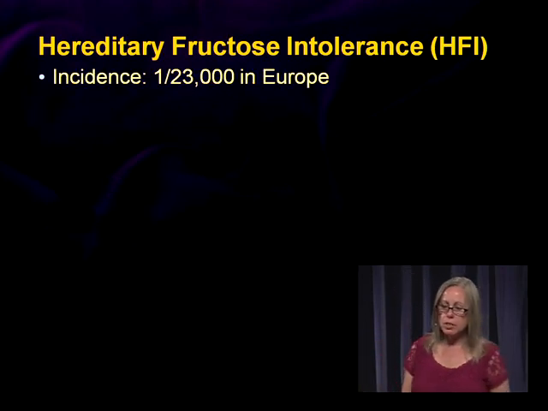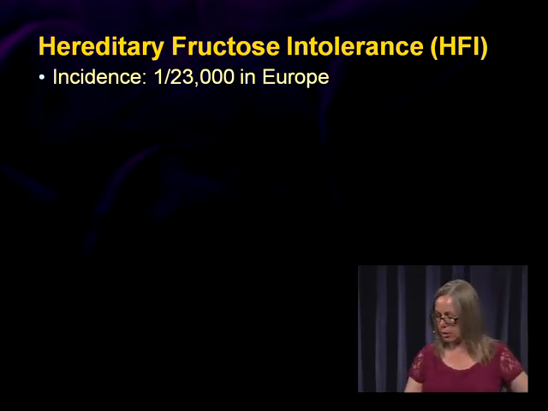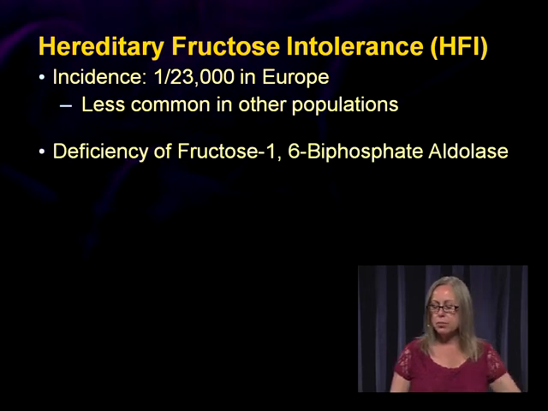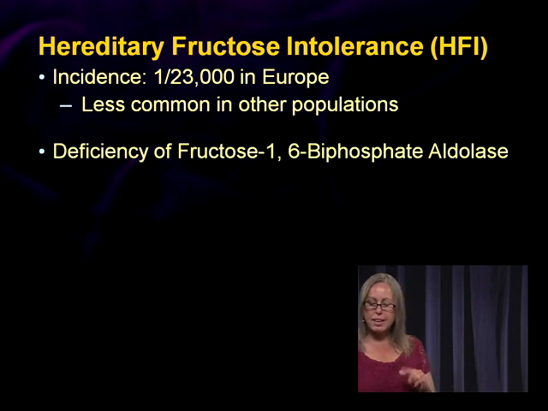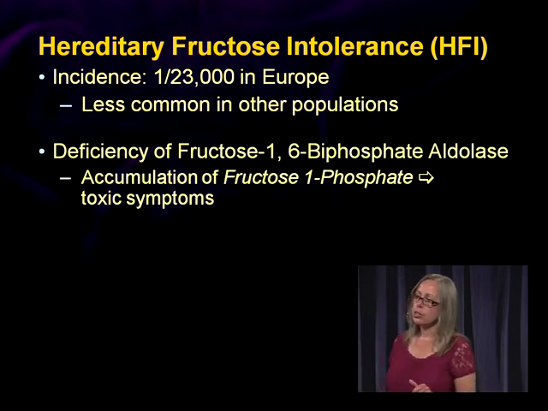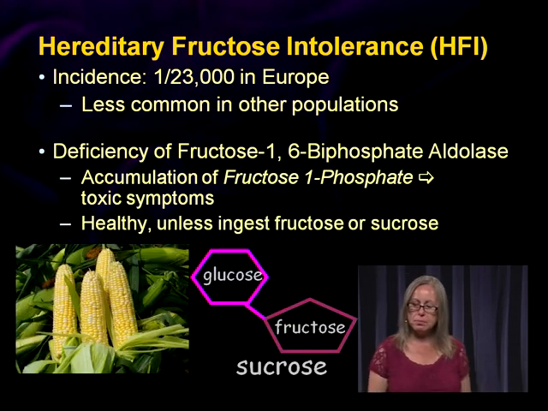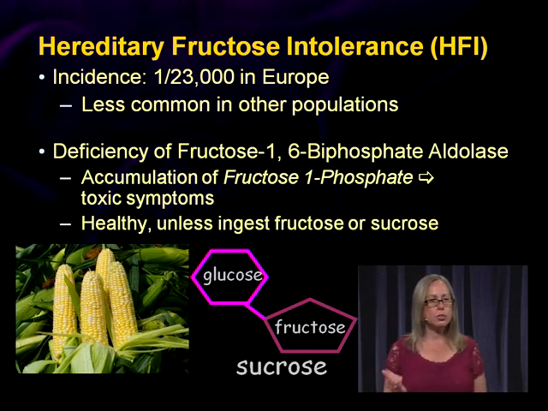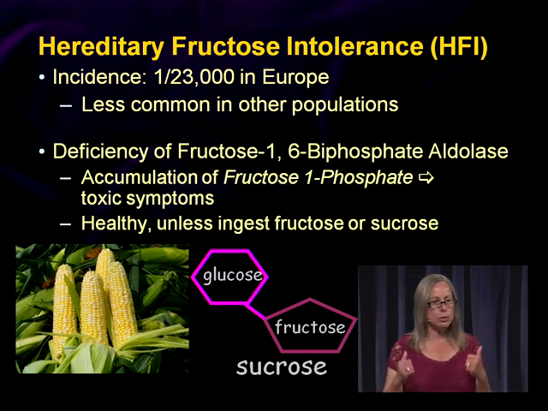Hereditary fructose intolerance occurs in about 1 in 20,000 people of European extraction. It's less common in other populations. It's a deficiency of fructose-1,6-bisphosphate aldolase. The accumulation of the fructose-1-phosphate gives you your toxic symptoms. And you're healthy until you ingest fructose or sucrose. And sucrose is a disaccharide of glucose and fructose.